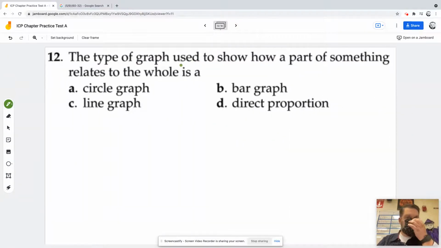All right, question number 12. Which type of graph is used to show how a part of something relates to the whole? A, circle graph, right? The bigger the slice, you see how much it relates to the whole. Remember that from your reading?